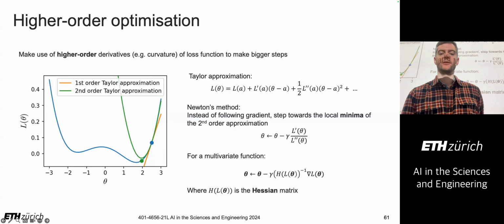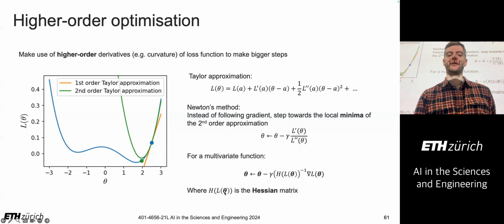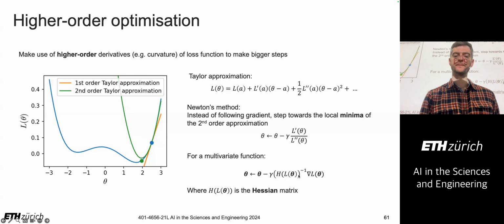So, in practice, our neural networks have lots of parameters. And so the input to L is a vector rather than a scalar. In general, for a multivariate function, we can do the same thing, but we have to use the Hessian matrix. And taking this step involves inverting this Hessian of the loss function.